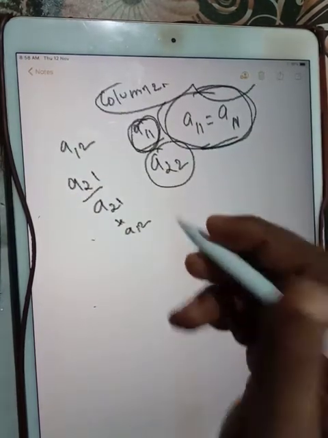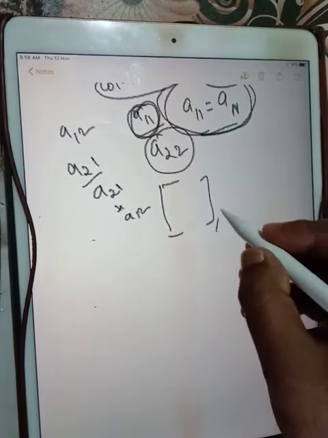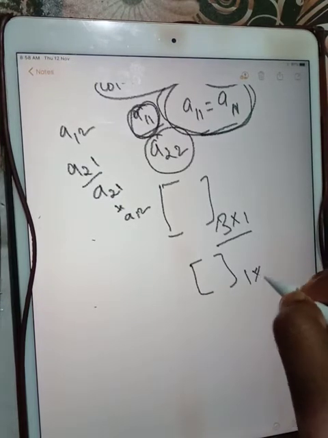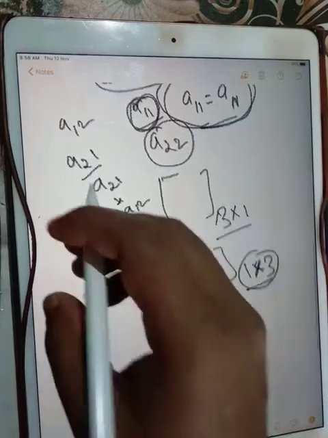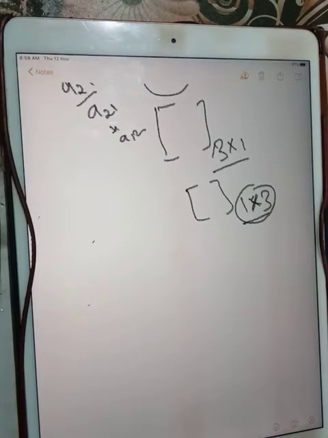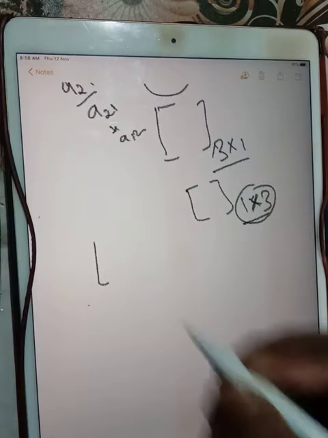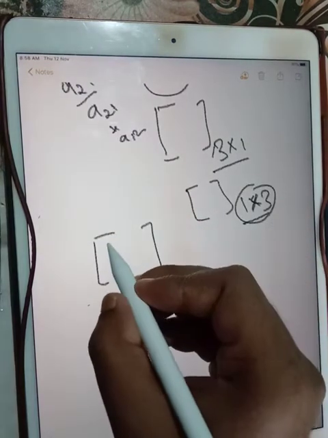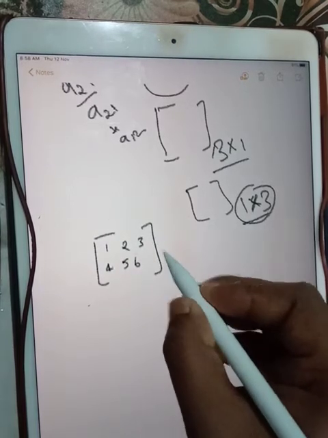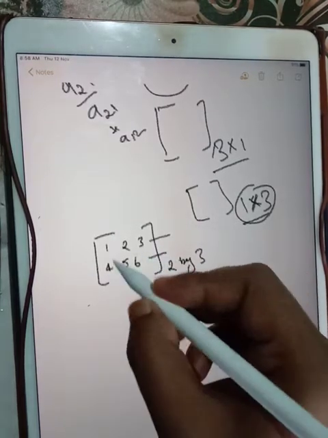Now the one thing you have to consider about transpose is that the order reverses. Okay, if a matrix is 3 by 1, then after taking transpose the matrix becomes 1 by 3 order. Okay, let's take an example here. Here you are given, let's say, 1 2 3 4 5 6. Okay, this is a 2 by 3 matrix, 2 rows and 3 columns.